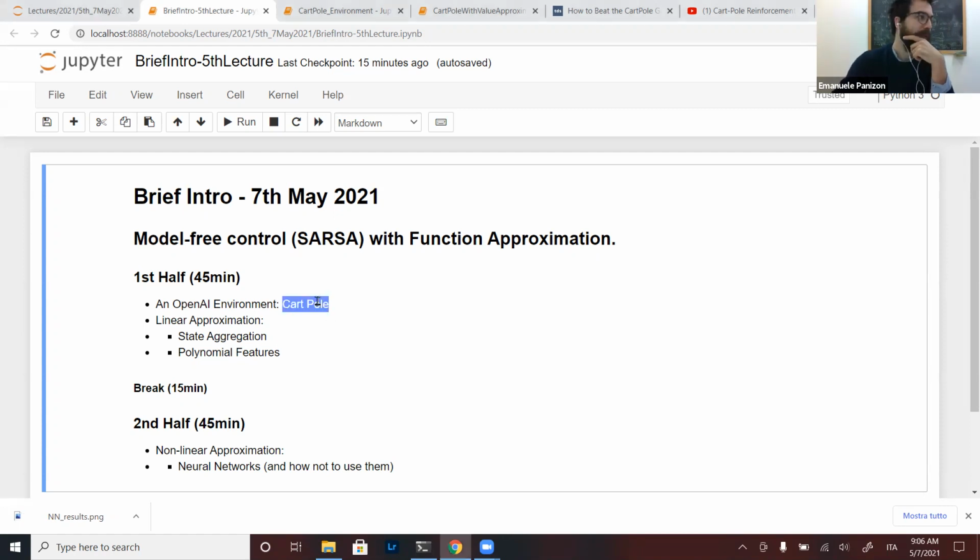We will deal with cart pole, a physics-based problem, and we will try to solve it in different ways. But essentially, in the first part, we will use linear approximation. We will see what it means, and how it is applied in a concrete way in two ways, with state aggregation and with polynomial features. Afterwards, we will go beyond linear approximation, in particular non-linear approximation with neural networks, which is essentially what is used in real technological applications.